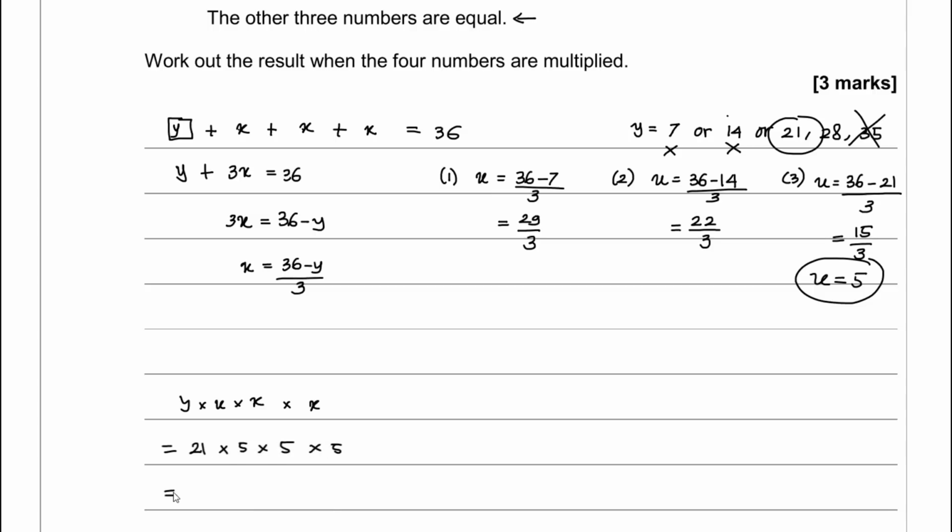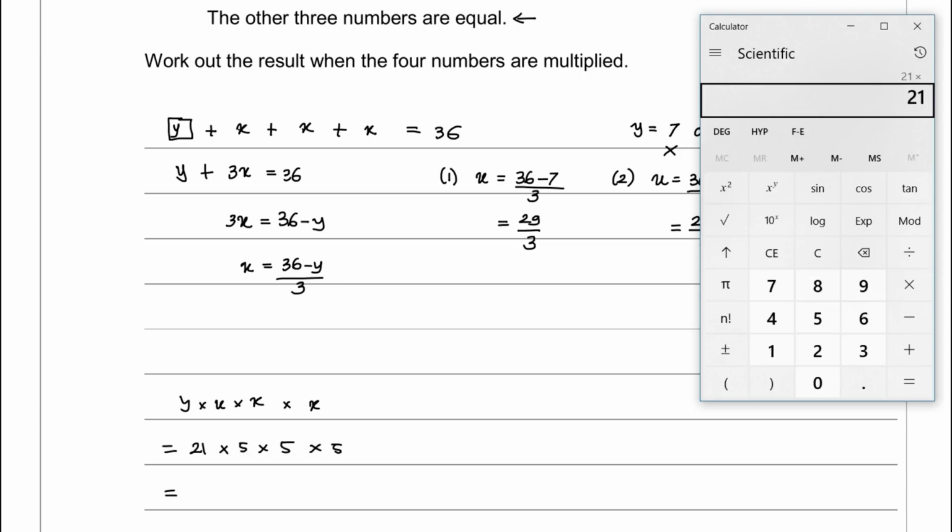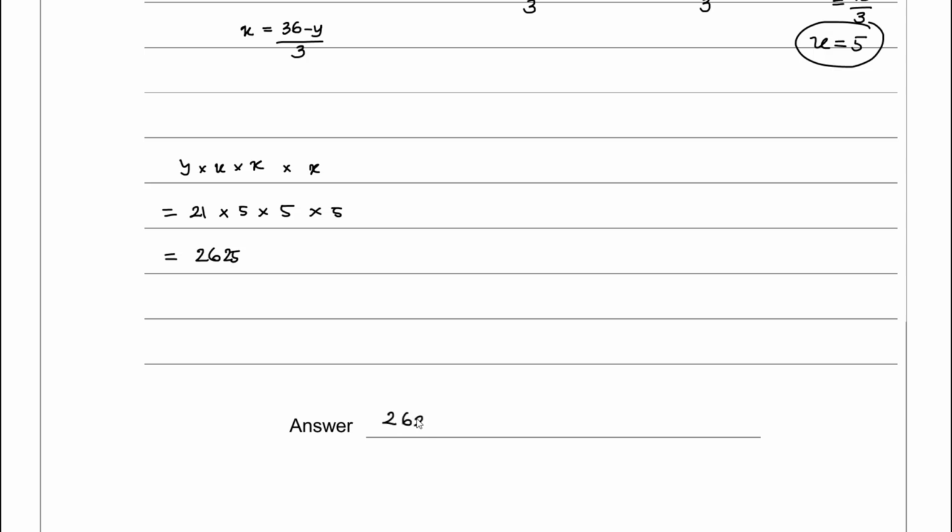We can use our calculator here. 21 times 5 times 5 times 5. So we get 2625. That would be our answer.